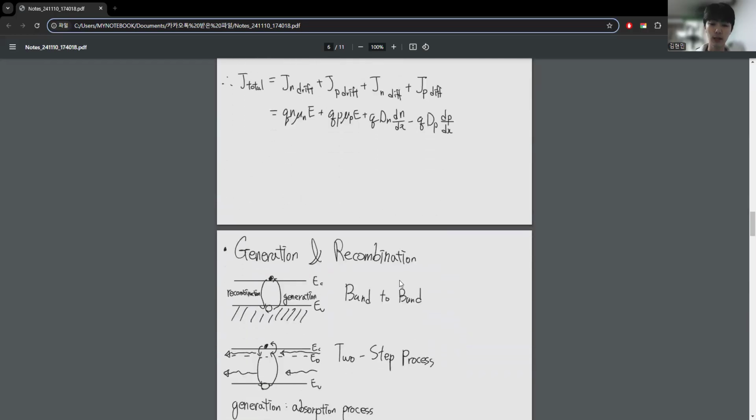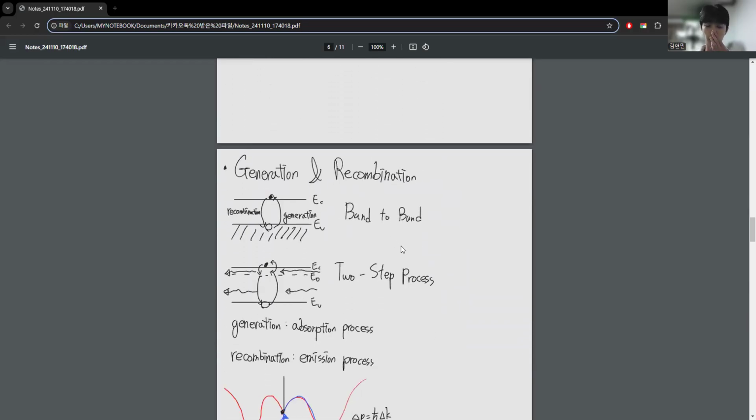And we're going to talk about generation and recombination. In the valence band, when an electron moves to the conduction band, that is generation. But when an electron in the conduction band moves to the valence band, that is recombination. So this is band-to-band generation and recombination.